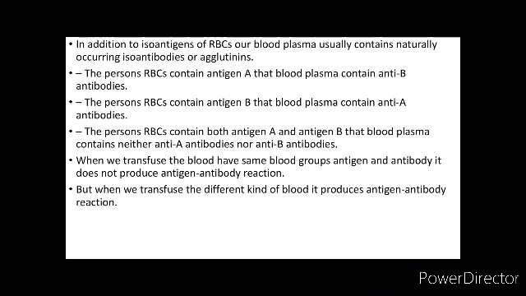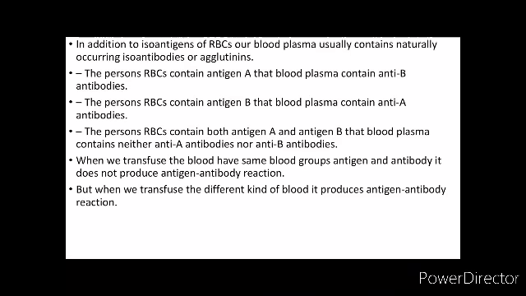Besides RBCs, our blood plasma usually contains naturally occurring agglutinin or isoantibodies, or we'll just simply call them antibody. Now, when I say the person's RBC contains antigen A, that means the blood plasma contains anti-B antibodies, or in other words, the one who has blood group A will have anti-B antibodies.